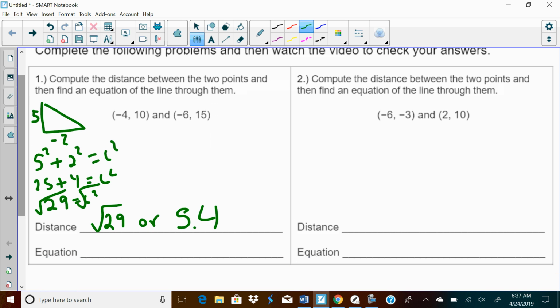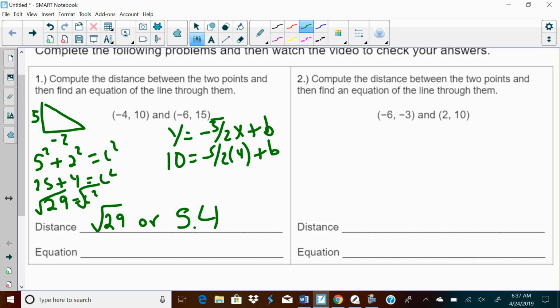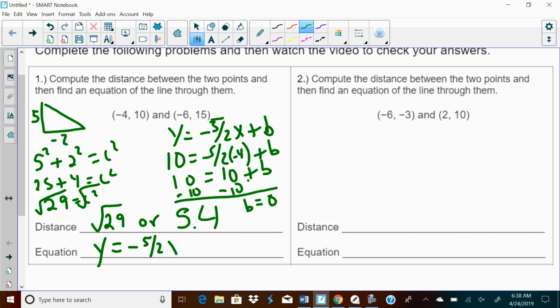For the equation, I already know the slope because I have the triangle, it's negative 5 over 2. So I do y equals negative 5 over 2x plus b. So I'm going to plug in one of the points. I chose negative 4, 10. So I get 10 equals negative 5 over 2 times negative 4. This is 10. Negative 10, negative 4, it's positive 10. So I get 10 equals 10 plus b. So b ends up equaling 0. So my equation is just y equals negative 5 over 2x.